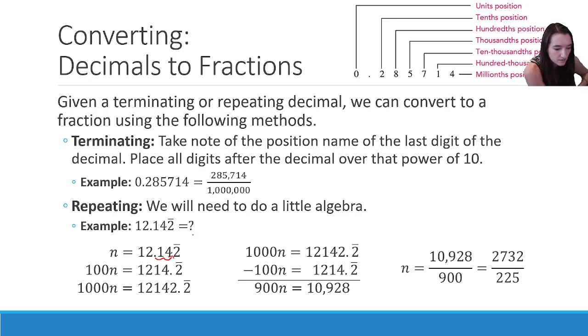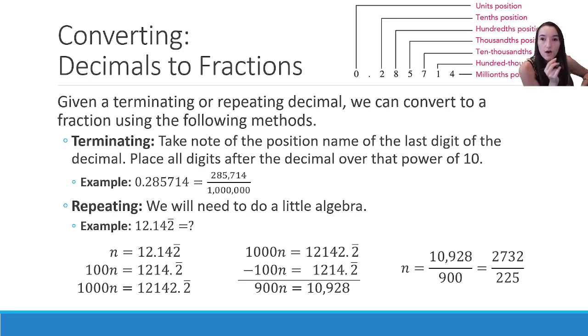If this had been 1.214 and then the 2 was repeating, I would multiply by 1,000 to move the decimal over 3 times. Basically, I multiply by a power of 10 that will move my decimal right in front of the repeating part. Okay? So 100 times this number is 1,214 point the 2 repeating.